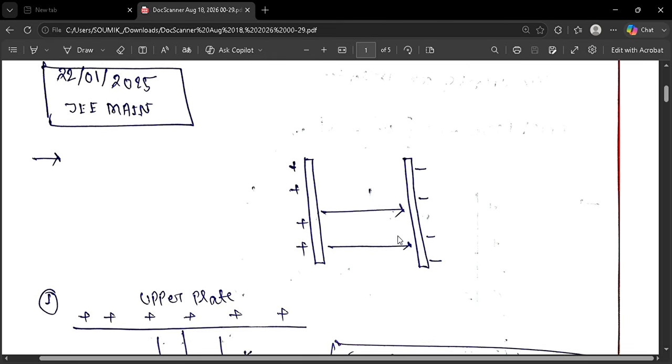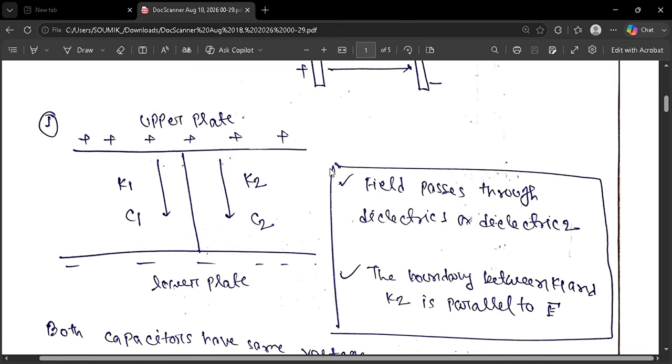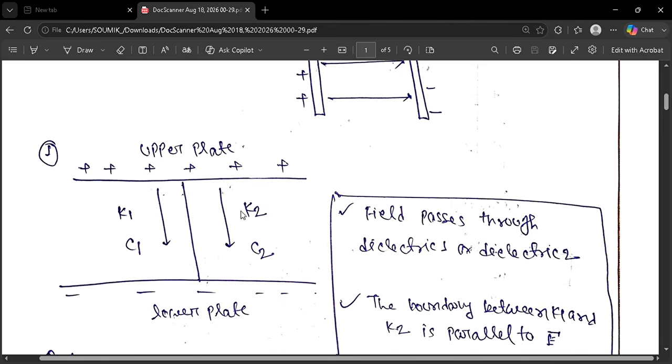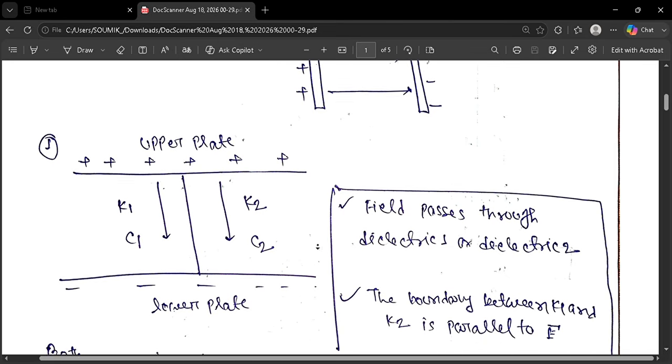For a capacitor without dielectric, the electric field inside the capacitor goes from positive charge to negative charge. If two dielectrics of dielectric constant K1, K2 are present between the two plates in this way, we can see that the boundary between the two capacitors is parallel to the electric field. The electric field passes through dielectric 1 or dielectric 2. So we can say these two capacitors C1 and C2 are in parallel combination, and the potential difference across the two capacitors is the same.